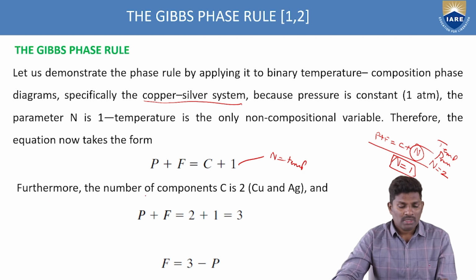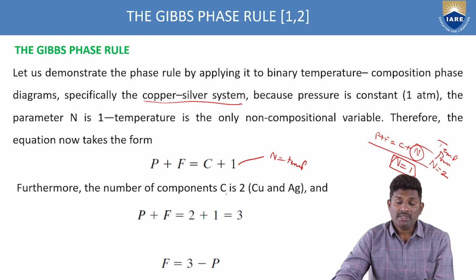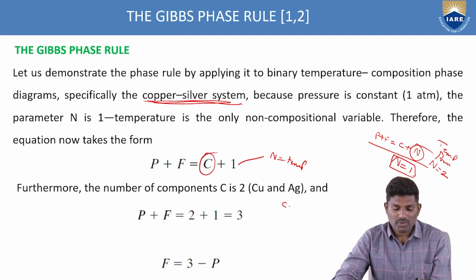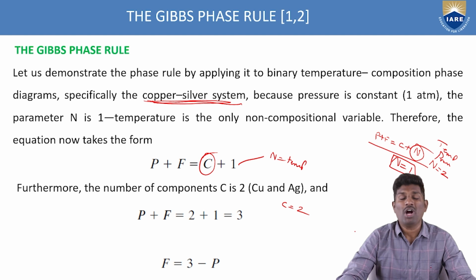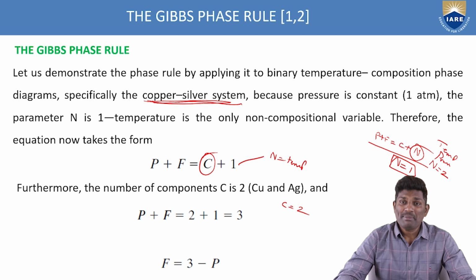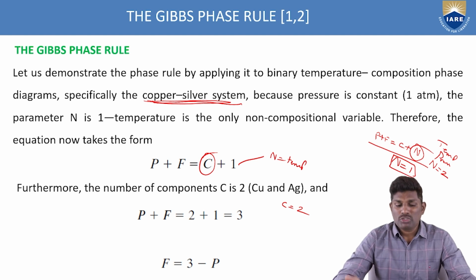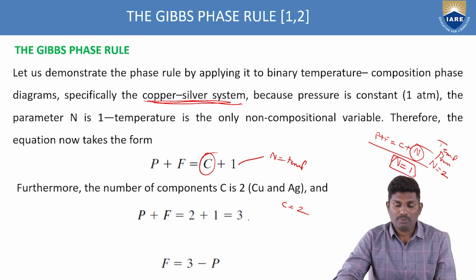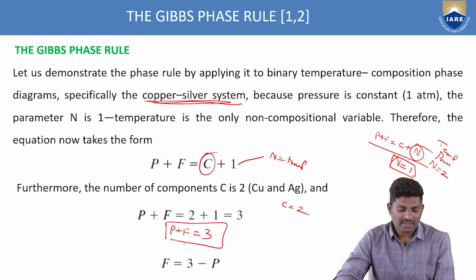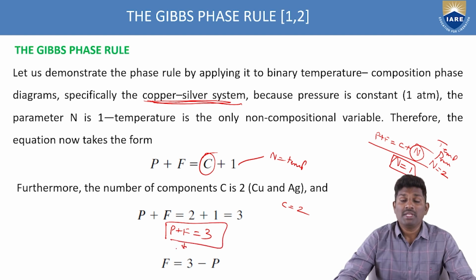Furthermore, how many components do we have here? Copper and silver, so there are 2 components here. Therefore, the value of C will be 2, that is, the number of components present in the system is 2, silver as well as copper. So P plus F equal to 2 plus 1, that is 3. So P plus F equal to 3. We are just rewriting this equation as F equal to 3 minus P.